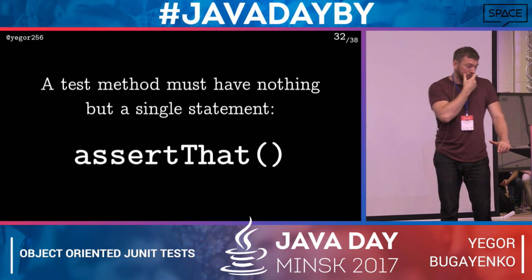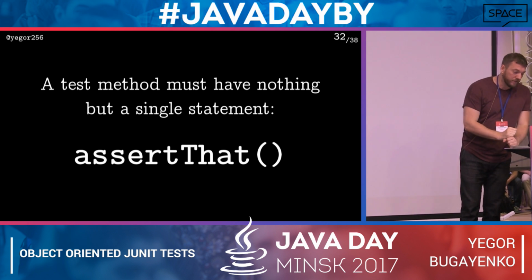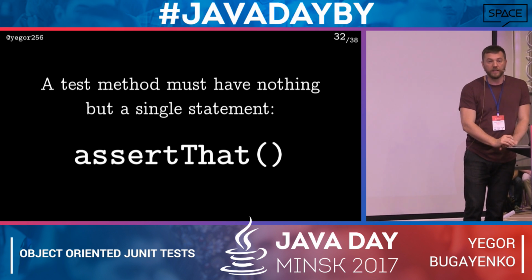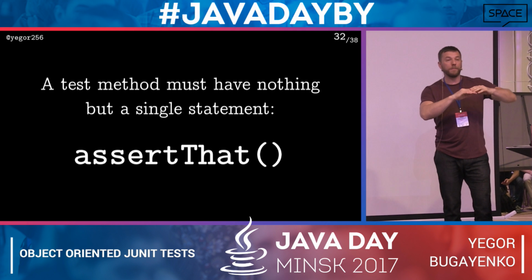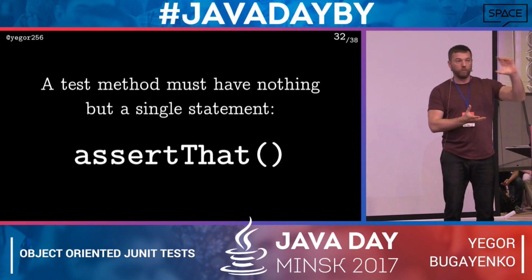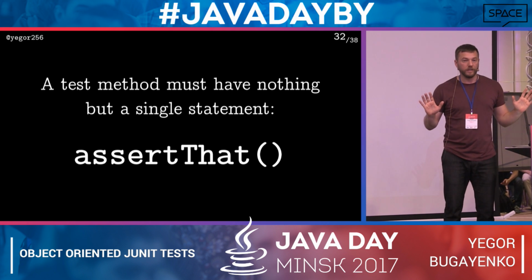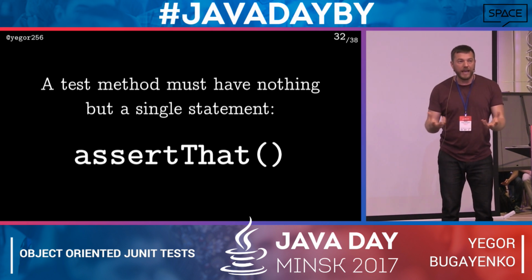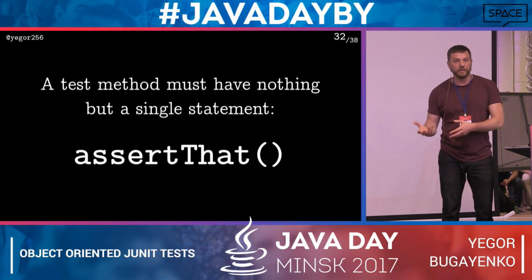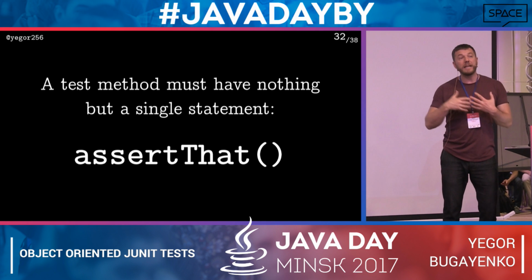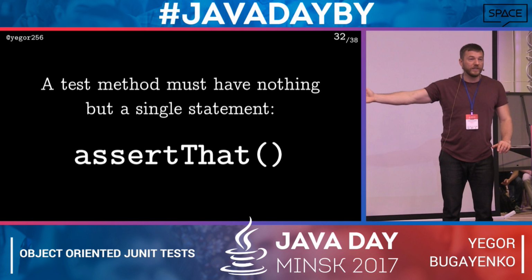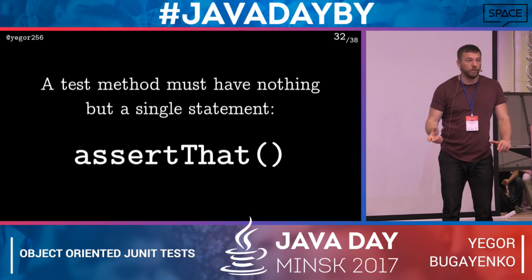My suggestion is that a test method must have nothing but a single statement: assert that. Nothing else. Nothing should happen before. You just have one method which says assert that, then one part, another part, and you're done. If you can't do that, then your tests are not object-oriented. If you can, the maintainability and readability of your tests will be way higher than the code we've seen before, with the long mocking and then a small algorithm.